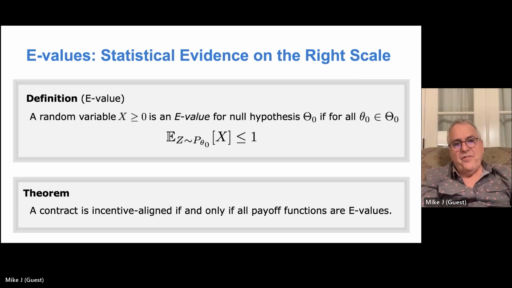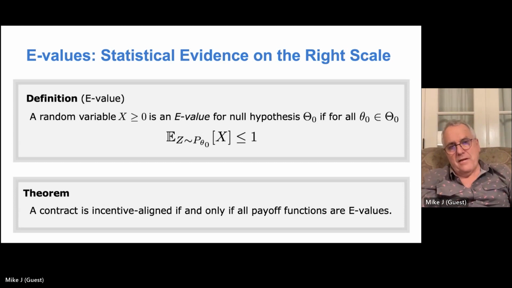Now we're able to prove a theorem, which you see at the bottom there, which I can't really explain in this short talk, but we have an if and only if theorem: a contract is incentive aligned in the way I just said if and only if all payoff functions are e-values. An e-value is defined at the top of the slide. These are new concepts in statistics. If you know what a p-value is, it's a tail probability on the null hypothesis. An e-value is like a martingale. It's an expected value being less than or equal to 1 under the null hypothesis. So it's like a non-negative sub-martingale, which means it goes down. It's bounded above by some constant; here, take it to be 1.